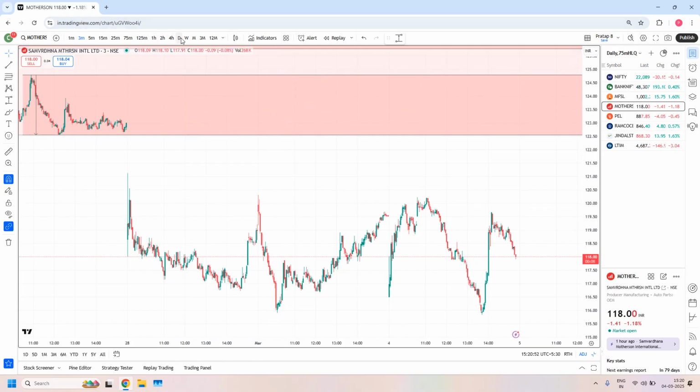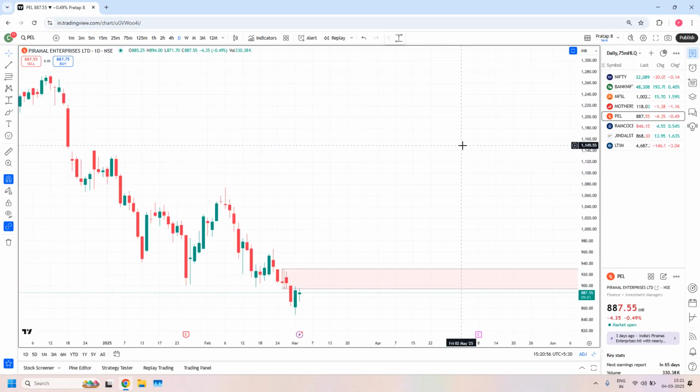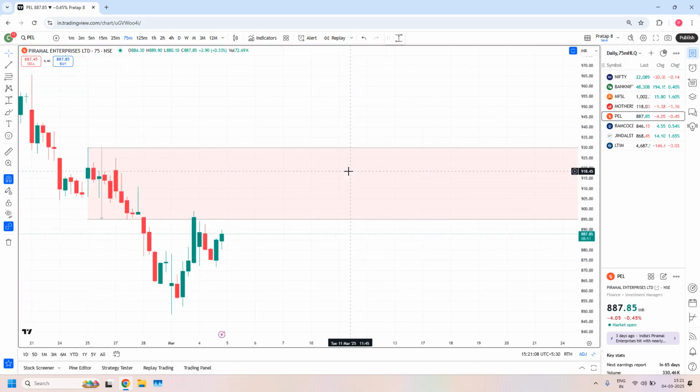And next another daily high liquidity supply zone, PEL. In PEL, you have drop, 2 base candles, drop. I didn't fine tune with 75. That means the 75 minute structure is not good. Go to 75 minutes. See, the 75 minute structure is not at all good.